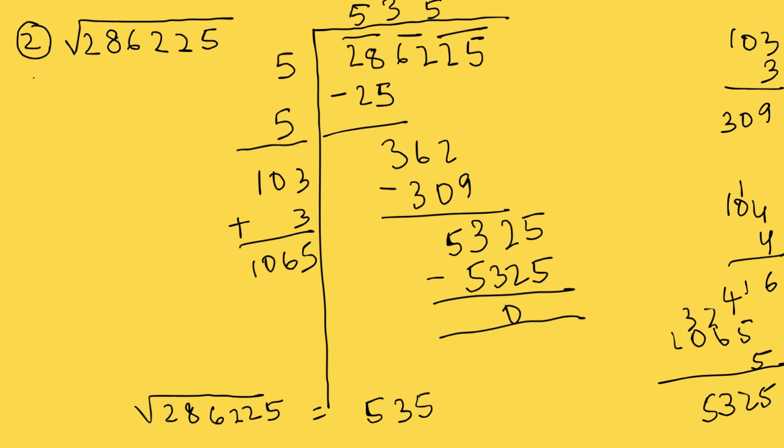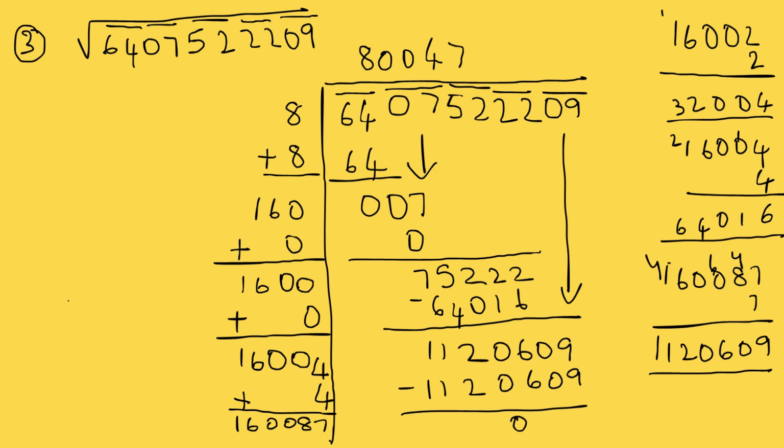Now you will place a number next to 106, which on multiplying by itself will give you a number less than or equal to 5,325. So when you put 5 there and you multiply 1065 by 5, you get 5,325. So 5 becomes your quotient, and you will subtract 5,325, which will give you 0. So now the square root of 2,86,225 will be 535.